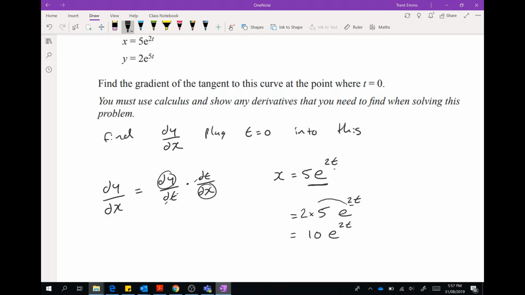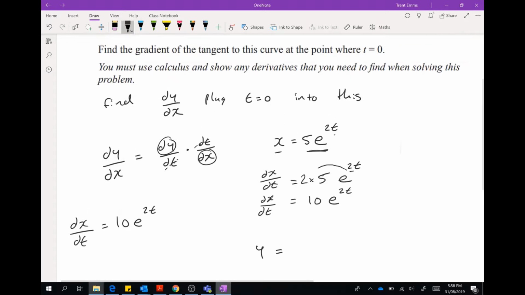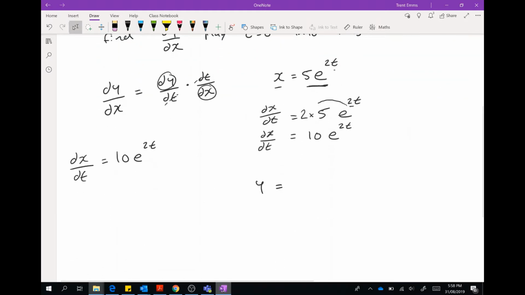And because we differentiated this with respect to t, we have to differentiate x with respect to t. Right, so we have dx by dt, 10e to the 2t. Now let's look at y. Y was 2e to the 5t, so 2 times e to the 5t. We're going to do the short way here.